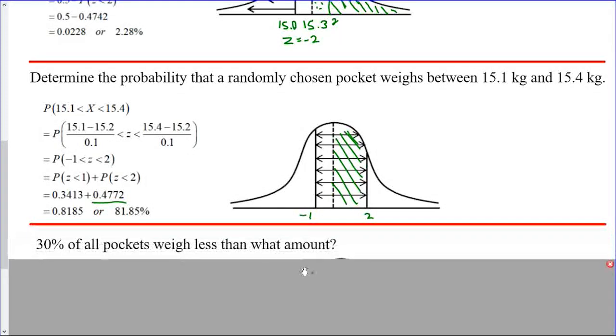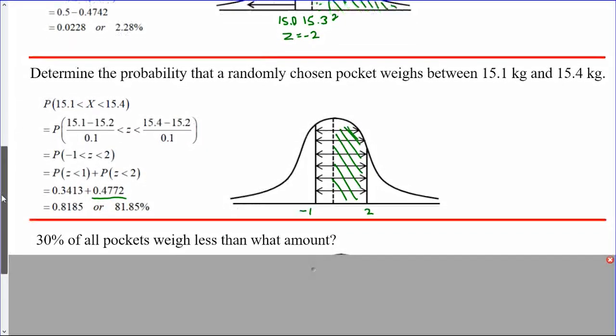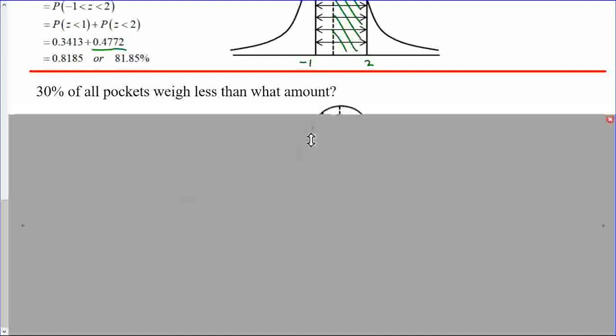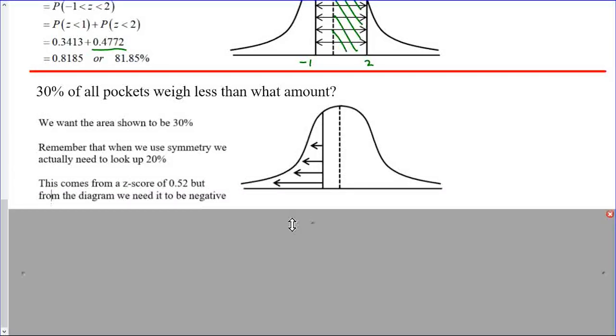Right, now here's a different question. 30% of all pockets weigh less than what amount? So what we're saying is, what kind of X value, what's the actual weight in real world terms of pockets of potatoes that 30% of pockets will weigh less than? Right, now, if this is 30% in here, then obviously this is 20% in here.